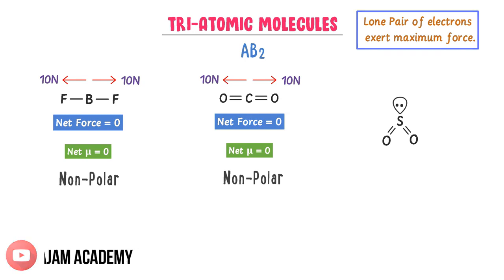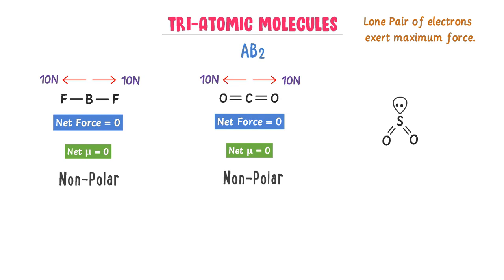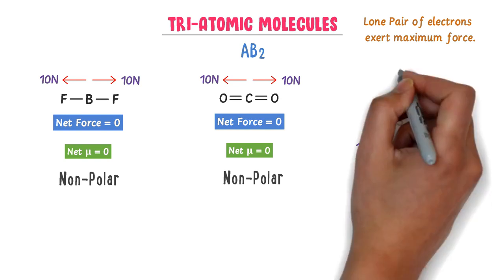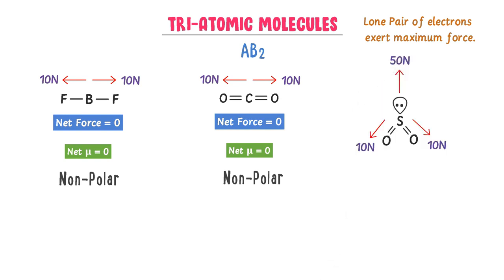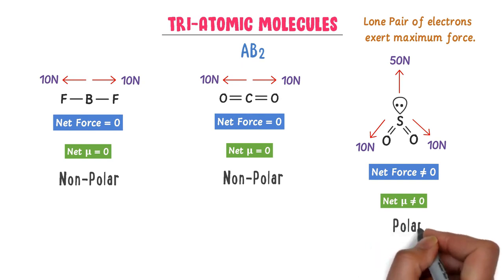For instance, oxygen atom being more electronegative exert 10 Newton force in this direction. This oxygen atom also exert 10 Newton force in this direction. On the other hand, the lone pair will exert 50 Newton force in this direction. So here the net force is not equal to 0. Thus net dipole moment is not equal to 0. Therefore we say that this is a polar molecule. Thus note down all these examples.